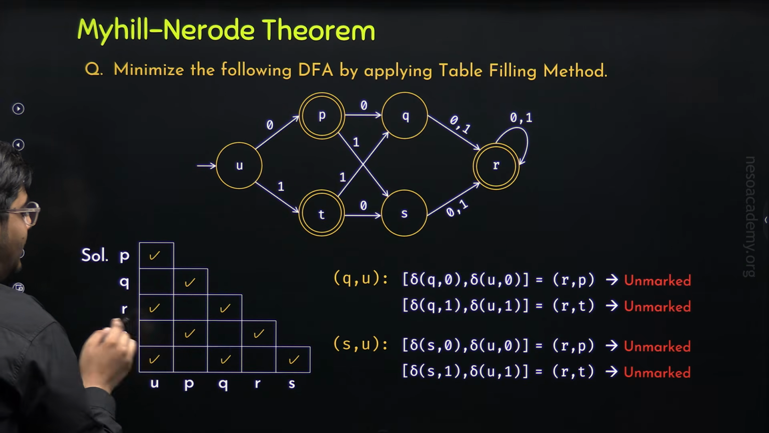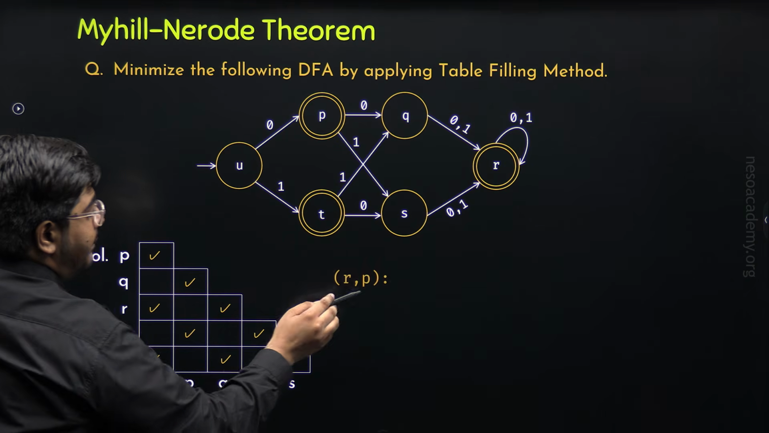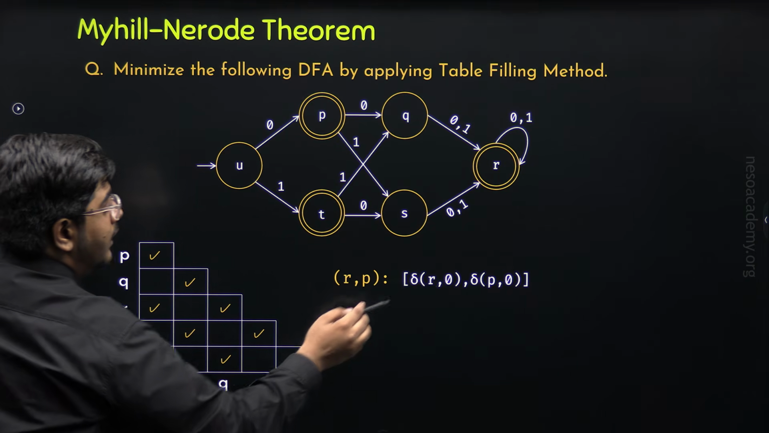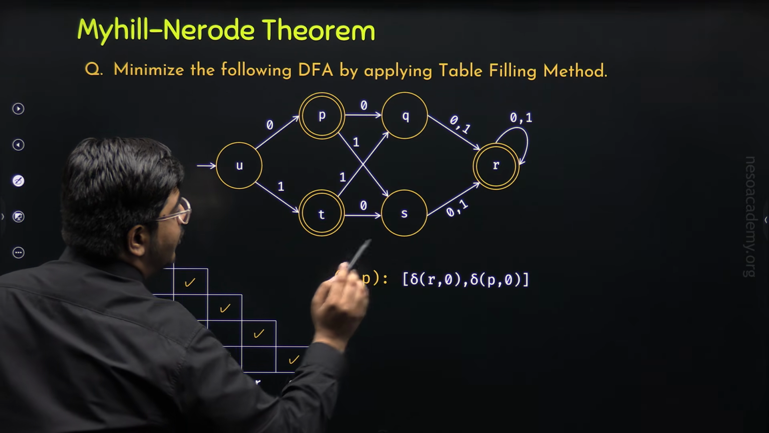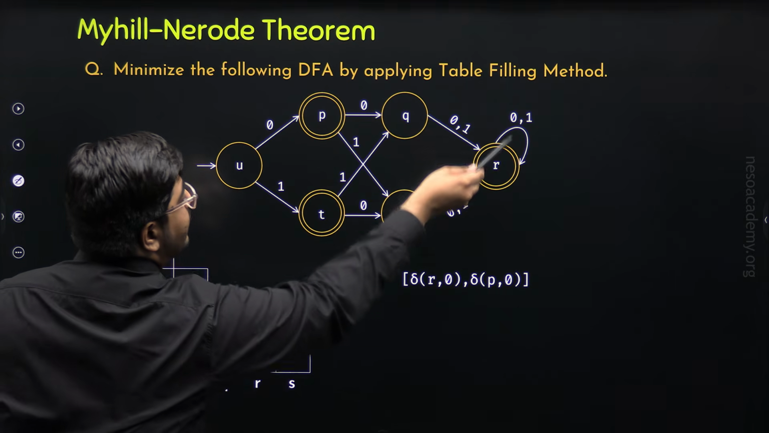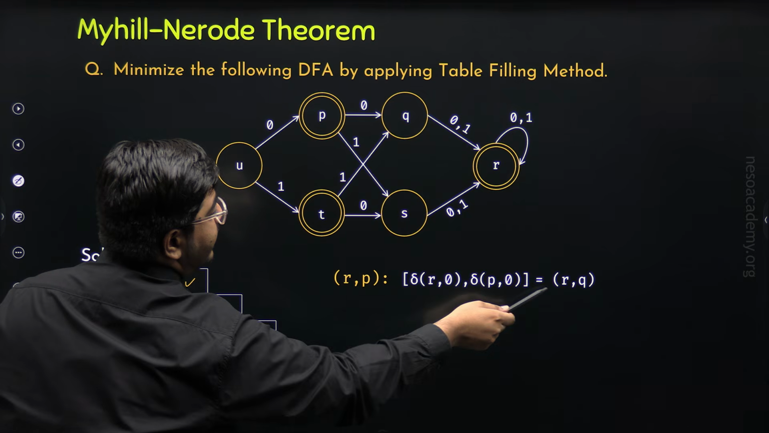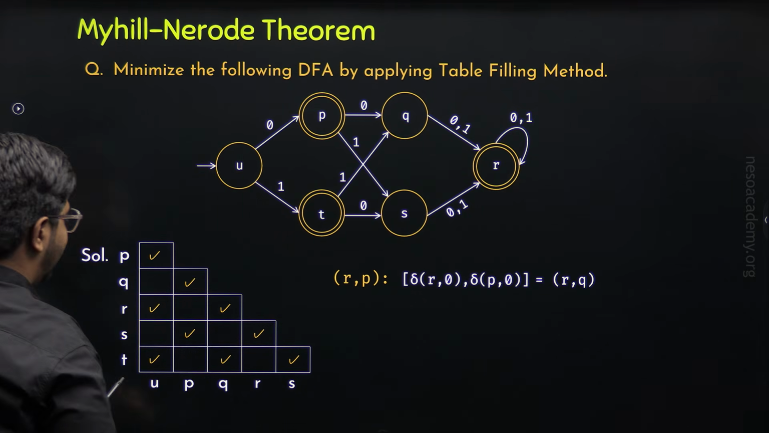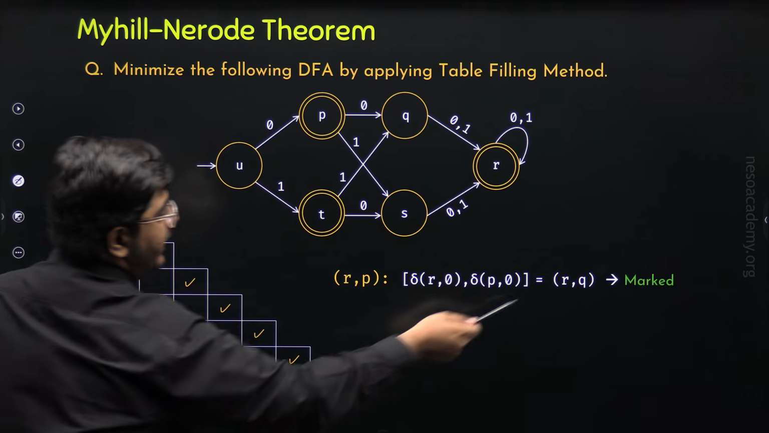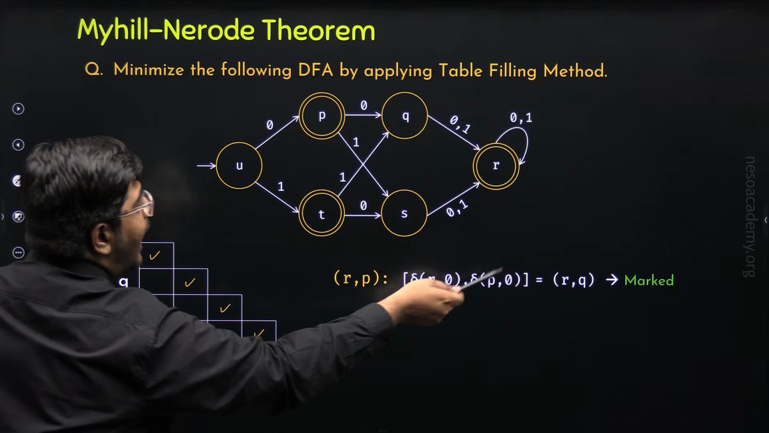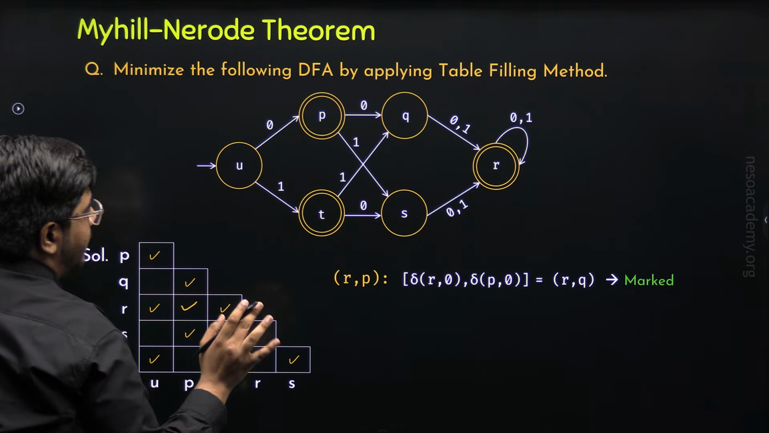Now let's check the next unmarked pair, which is RP, this one. For RP we will write delta R, 0 and delta P, 0. R, 0 is R and P, 0 is Q. So we are getting RQ. Let's check RQ in this table. RQ is marked. So here we will write marked. And since RQ is marked, we will mark RP also as per the given condition.